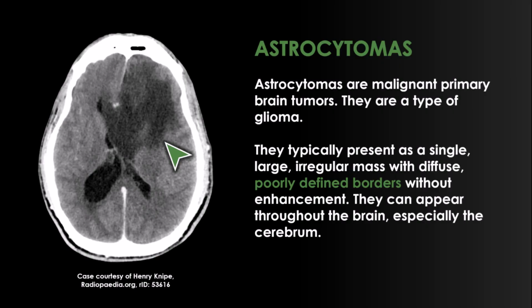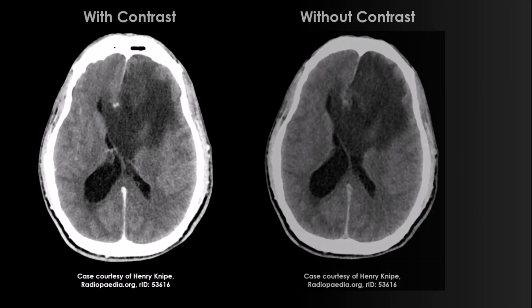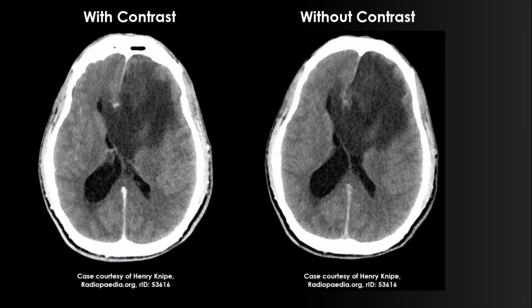When we compare this contrast-enhanced image to the original scan without contrast, we see something important. These images look almost exactly the same because astrocytomas generally do not enhance with contrast. That's one reason we know that this is an astrocytoma rather than a glioblastoma. A glioblastoma would have demonstrated clearly defined ring-enhancing margins, but this tumor does not.